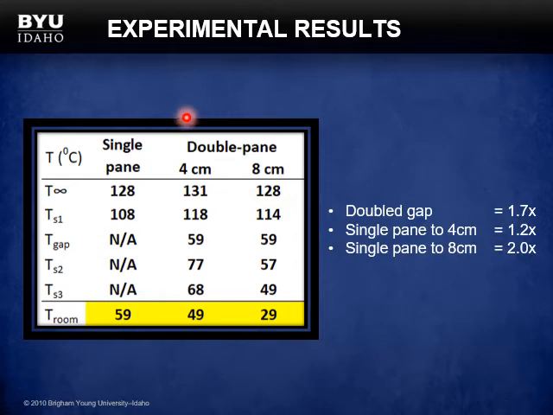By doubling the gap distance from 4 centimeters to 8 centimeters, the temperature dropped by a factor of 1.7, from 49 degrees Celsius to 29 degrees Celsius. Changing from a single pane to a double pane of 4 centimeters, the temperature dropped by a factor of 1.2. And switching from a single pane to an 8 centimeter double pane, the temperature dropped by a factor of 2, from 59 degrees Celsius to 29 degrees Celsius.